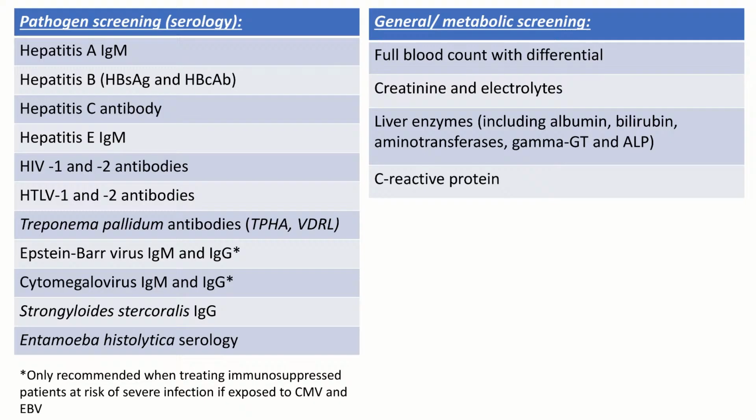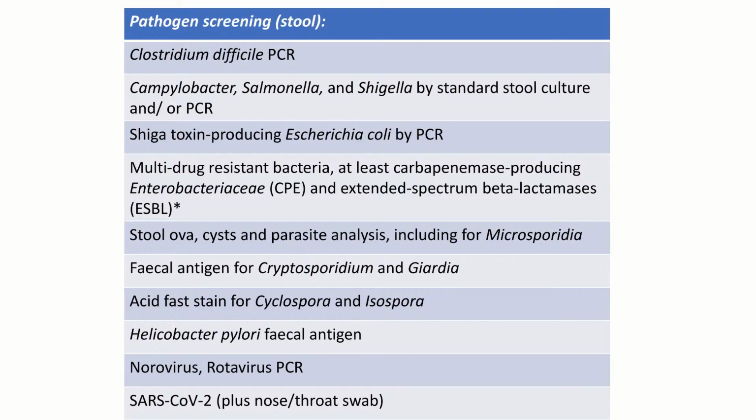And then their stool samples are also tested, and we're looking for C. diff, Campylobacter, Salmonella, Shigella, Shiga toxin producing E. coli, any kind of multi-drug resistant bacteria like carbapenemase producing Enterobacterales or ESBLs, any kind of parasite that we might pick up, including Cryptosporidia and Giardia, Cyclospora and Isospora, Helicobacter pylori, norovirus, rotavirus, and of course, SARS-CoV-2. It's a bit debatable whether we still need to be testing for that, but we are at the moment.